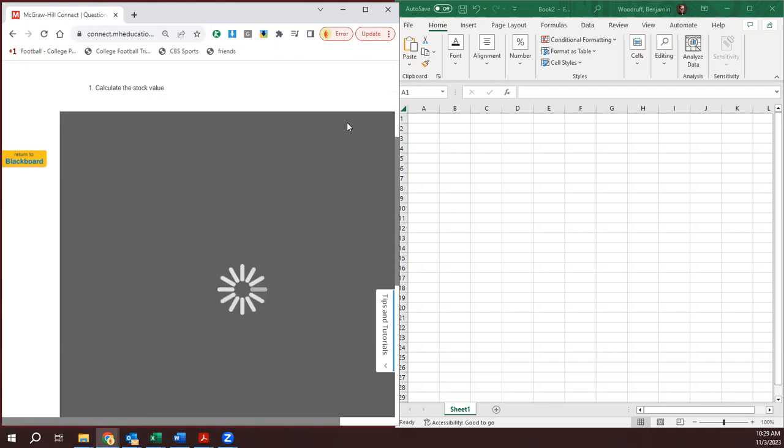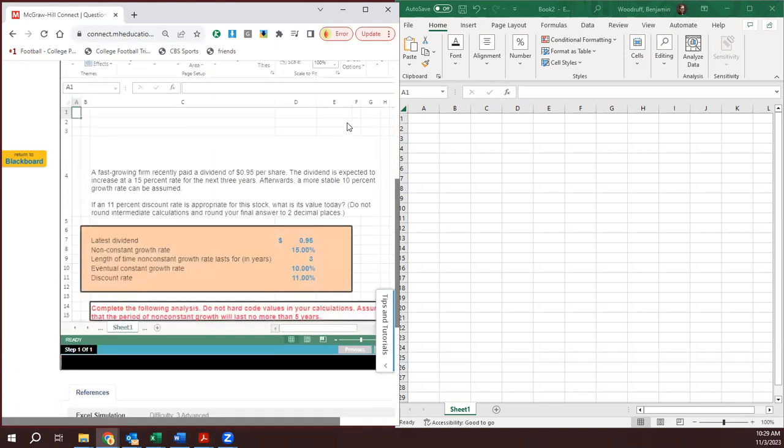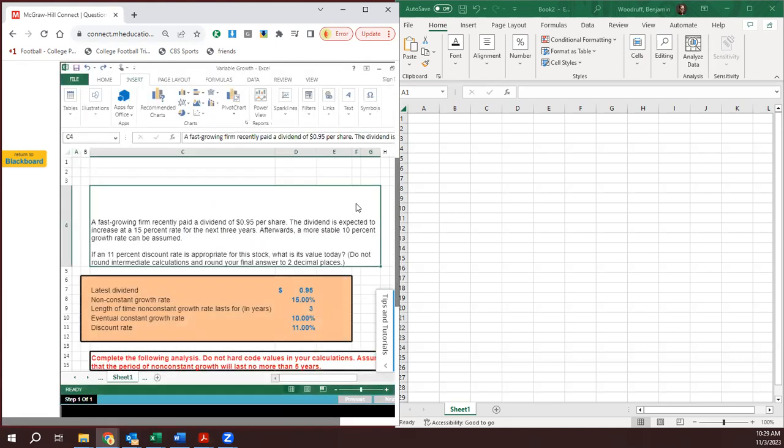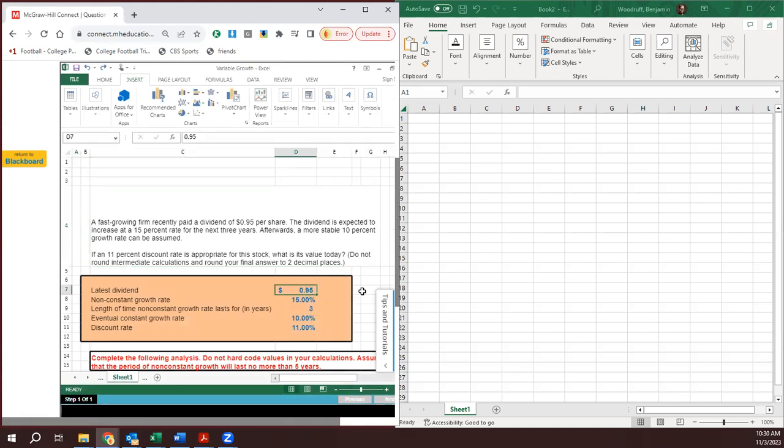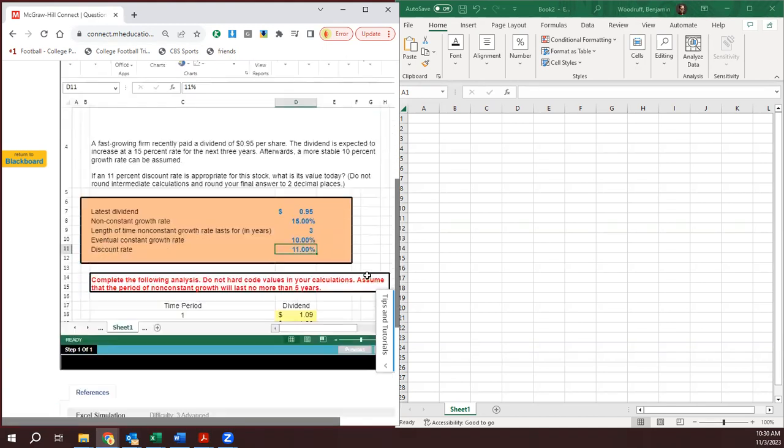For the third problem, we have a dividend paid at time 0. We know that it's growing at this non-constant rate for the next 3 years. It will then level off to a constant growth rate, and our discount rate over all of this time is listed there.